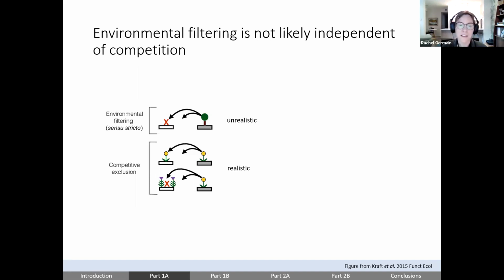And what's interesting is that, as I've said, populations are embedded in communities. And so it really doesn't make sense to think about environmental filtering without the perspective of other competitors in the community. Despite this, about 85% of studies actually confound competition with environmental filtering when we're trying to actually assess the strength of this environmental filtering.